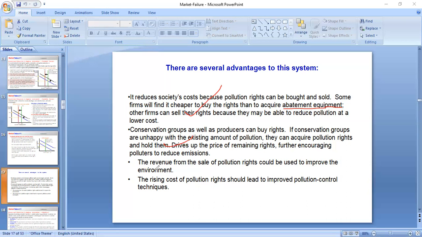Then, revenue from the sale of pollution rights could be used to improve the environment. Of course, when the government sells these tradable permits to the polluting farms, it generates government revenue, right? Which can also be used to improve the environment.